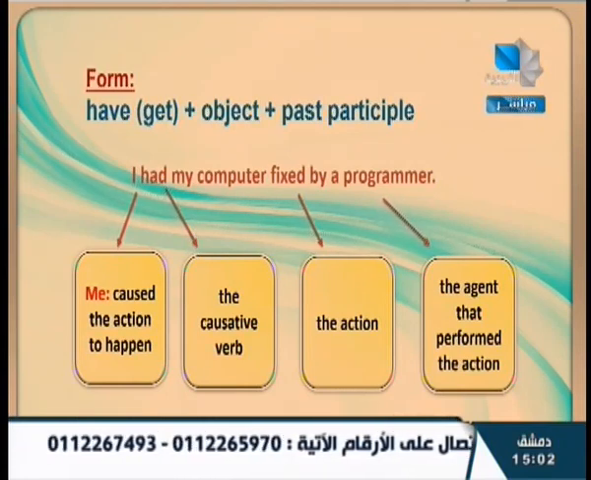So that's it. To have something done by someone else. This is the causative. We need the agent to perform the action. Let's talk about the use.